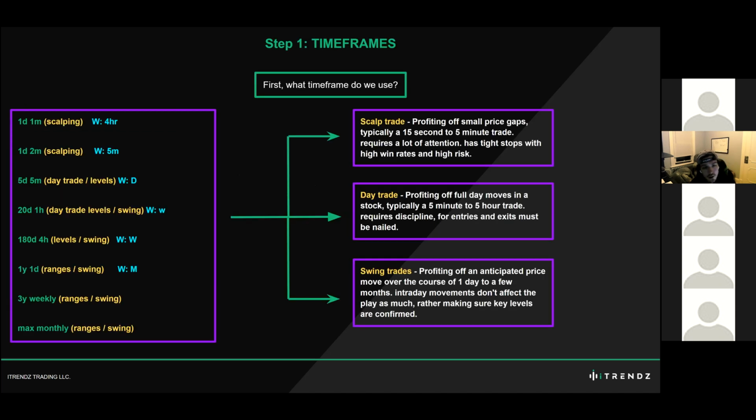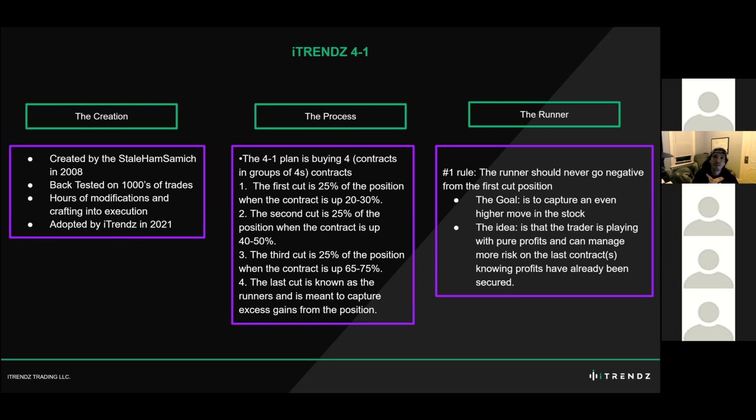One thing, not to cut you off here, just talking about the iTrends 4-to-1. This is really, really important. So this helped me a lot as a trader. And I just want to give a little background. It doesn't have to be the 4-to-1 like we set up here. Take this and run with it, maybe change it a little bit, however fits your risk profile. Maybe it's cutting one at 15% and then cutting one at 25%, et cetera.